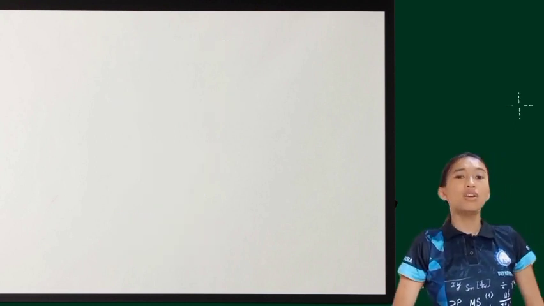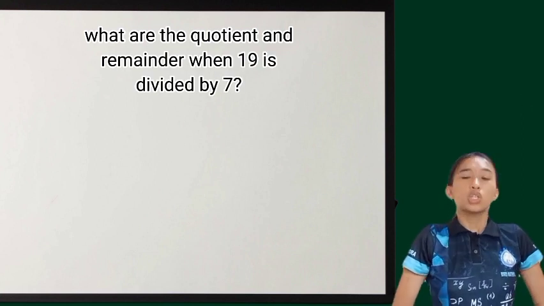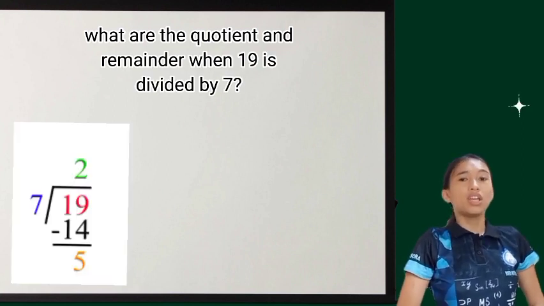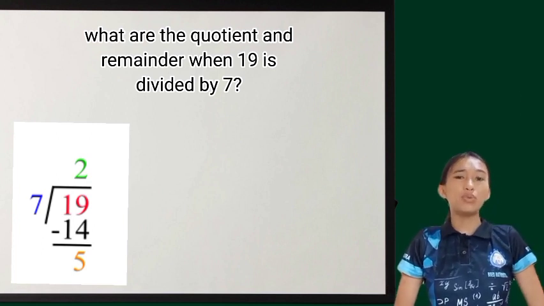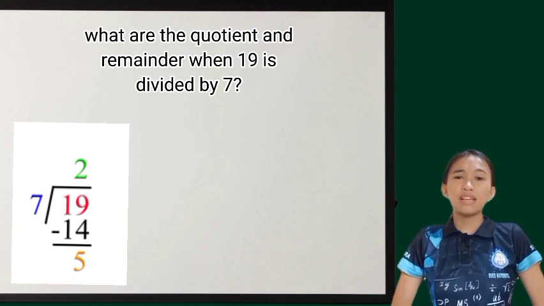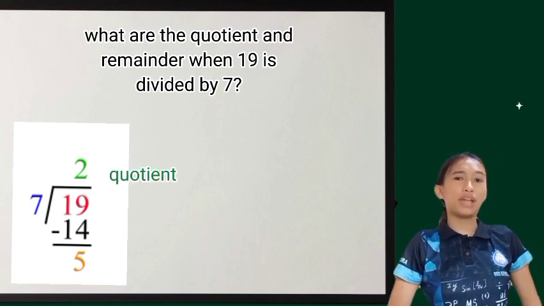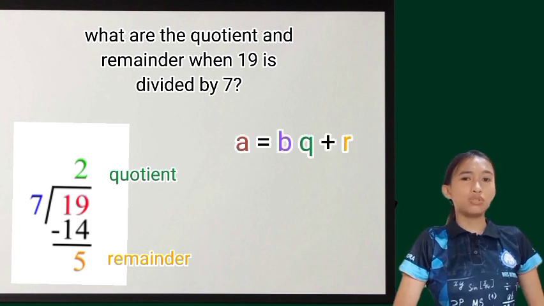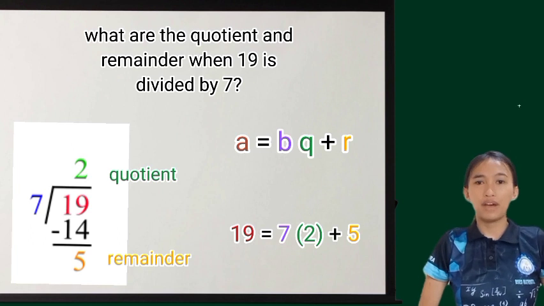Now, for example, what are the quotient and remainder when 19 is divided by 7? So we have 7 divided into 19. Here we use long division to get the remainder. So 7 divides 19, we have 2, and 2 times 7 we have 14. 19 minus 14 is 5. So our quotient is 2 and the remainder is 5. Now substitute it to our formula, we have 19 equals 7 times 2 plus 5.